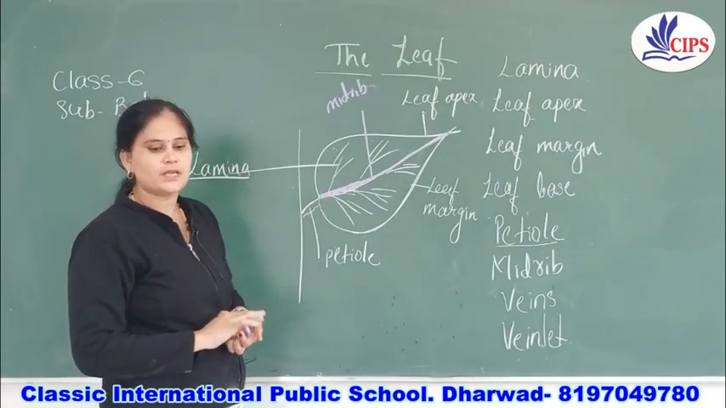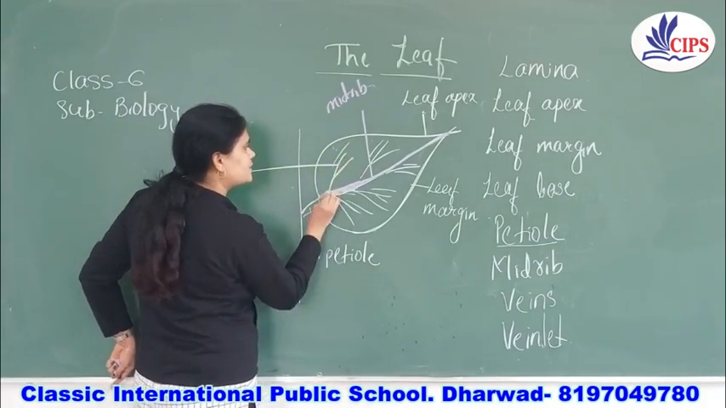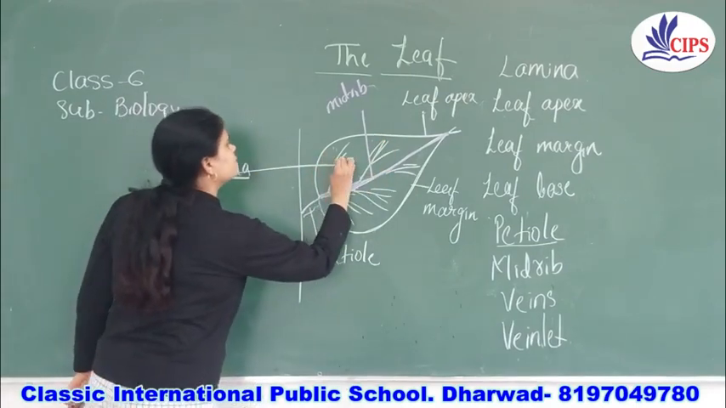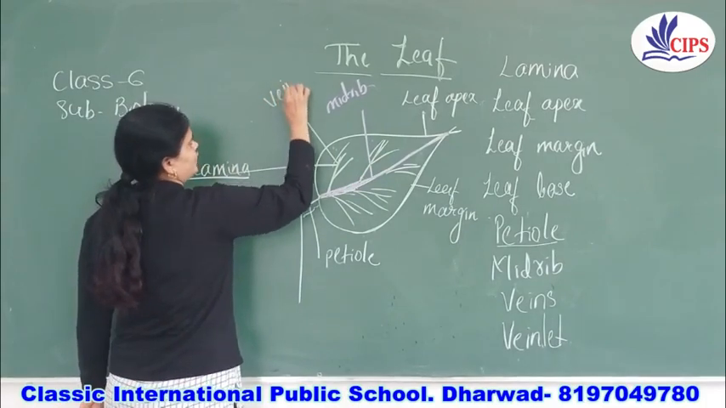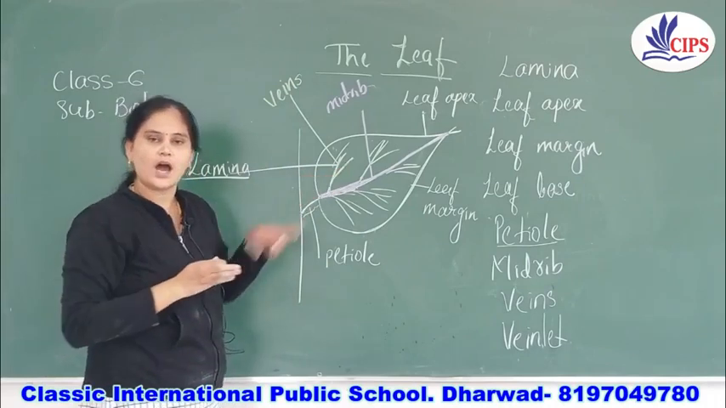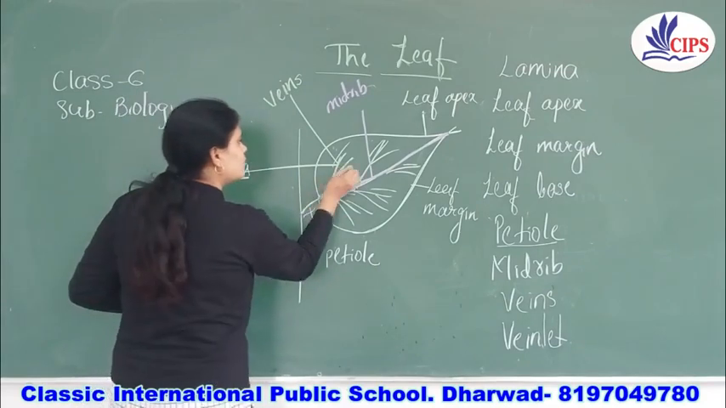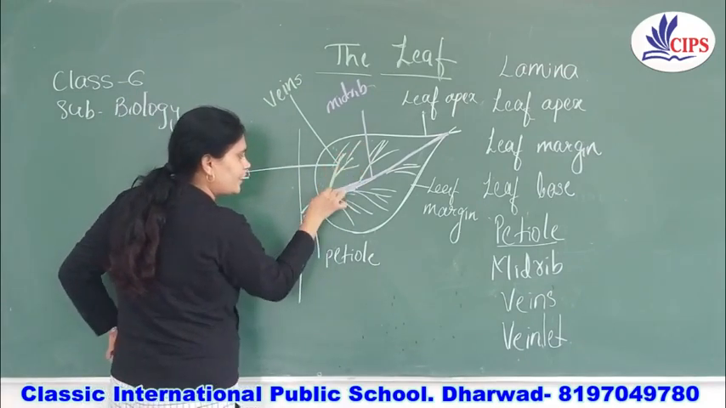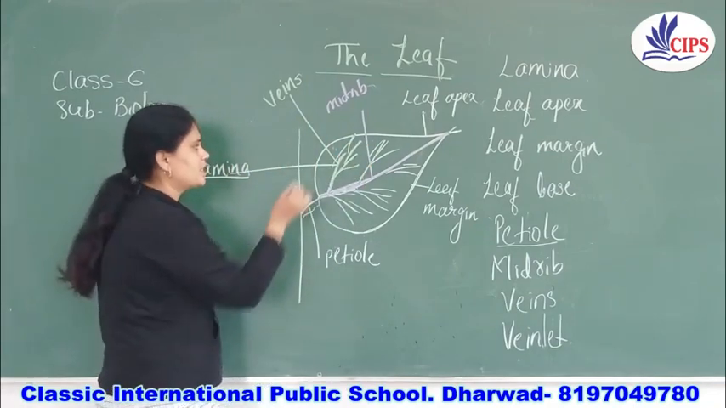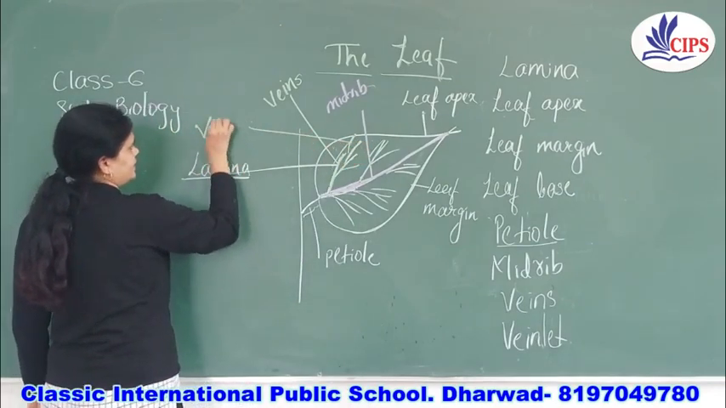These midribs again divide into fine branches, and these branches are called veins. Again, these veins are divided and subdivided into finer branches, and these are called veinlets.